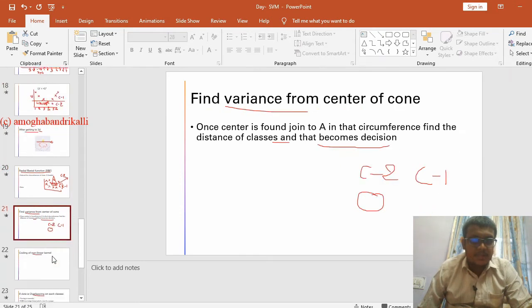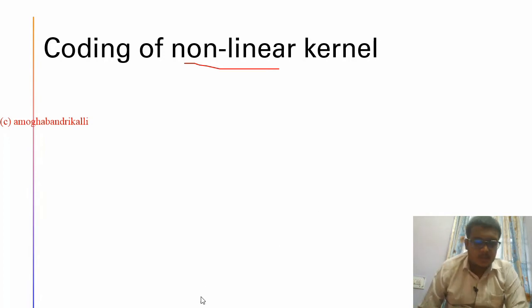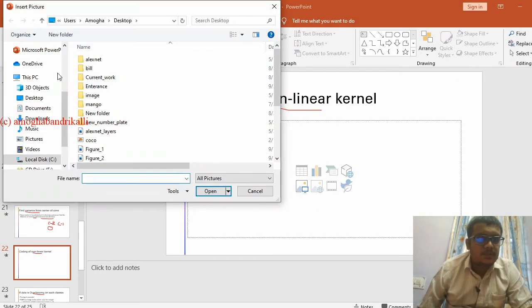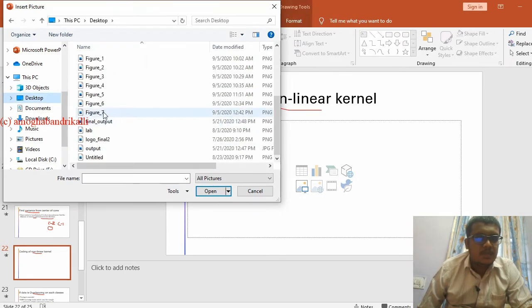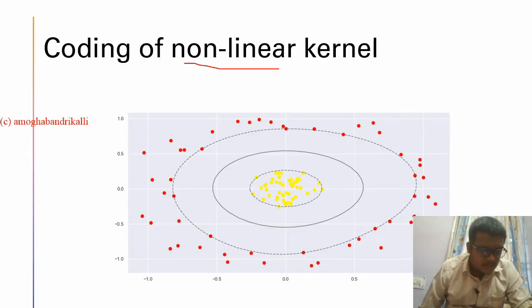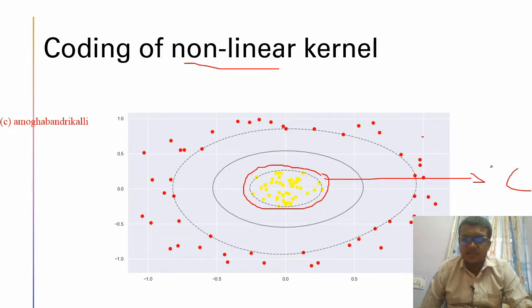So this is a second solution where we can just see here. Okay, we can just have a picture, desktop, figure 7. So this is non-linear data, and both are not linearly separable data. This is class 2. Okay, it can be class 1 also. You can take this as class 2.